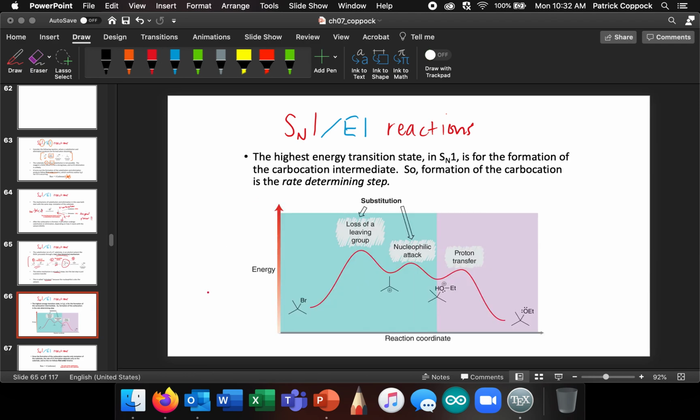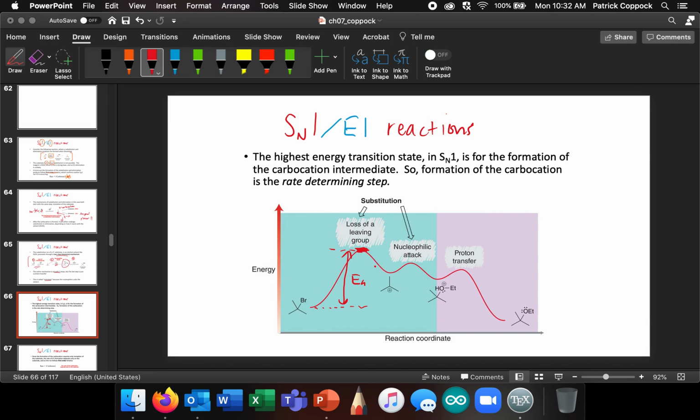So let's look at the energy diagram for this. The highest energy transition state, remember the transition state, that's the activation energy. The highest energy transition state in SN1 is for the formation of the carbocation intermediate. So this is the least stable of all of the things that we have going on. The least stable is when the leaving group is leaving on its own, okay?